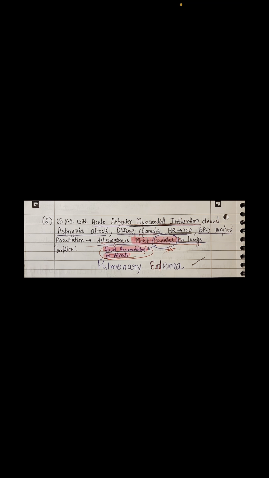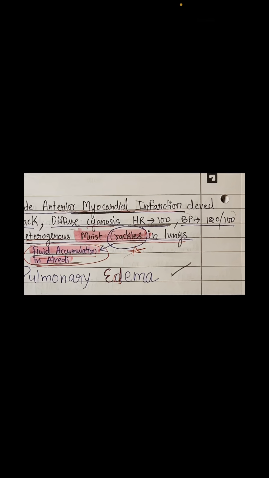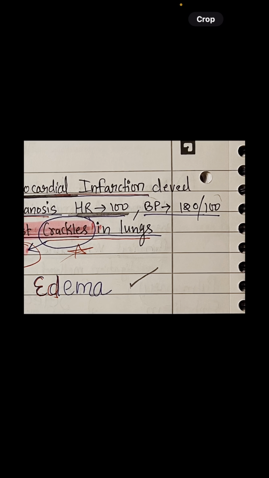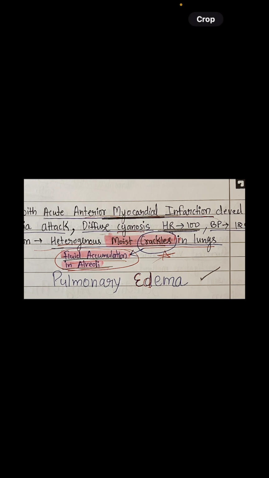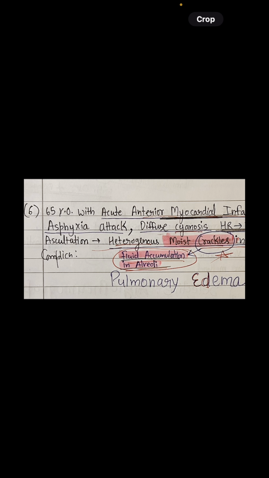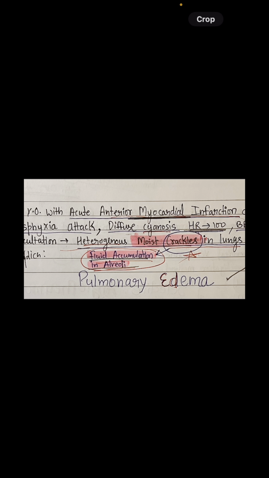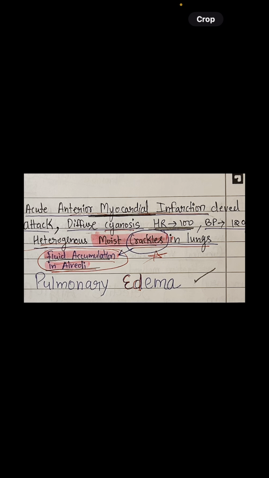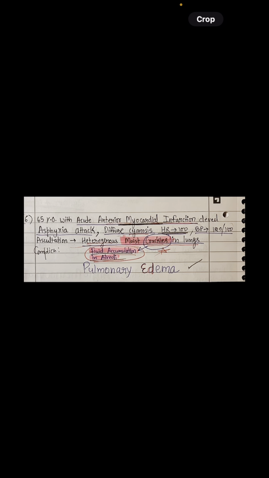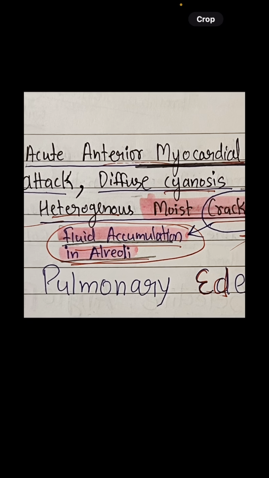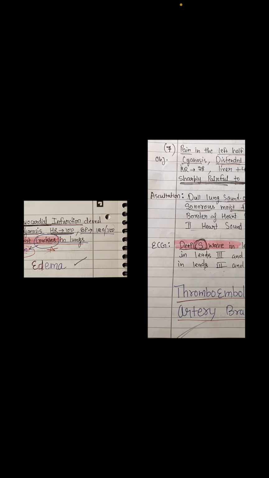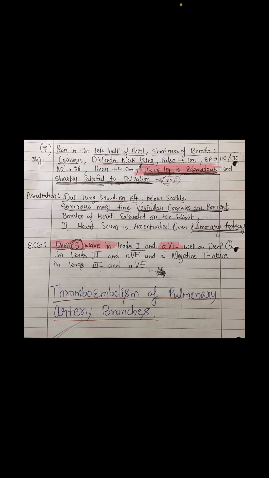An elderly patient with a history of anterior MI developed an asphyxia attack, diffuse cyanosis, heart rate is 100, blood pressure is fine. Auscultation revealed, and this finding is important for us, as I have told you, most of the time the KROK question will highlight crackles for pulmonary edema. Fluid accumulation in the alveoli simply means crackles. Let's see one more question.